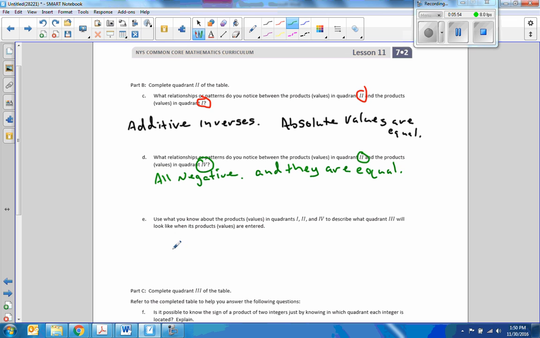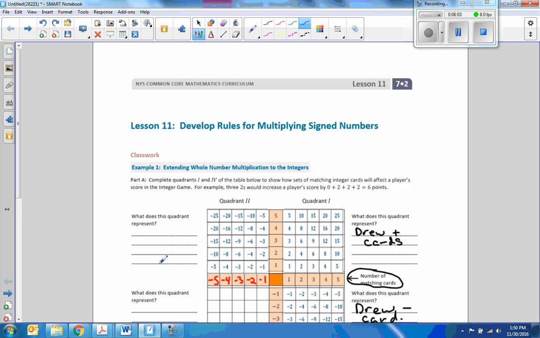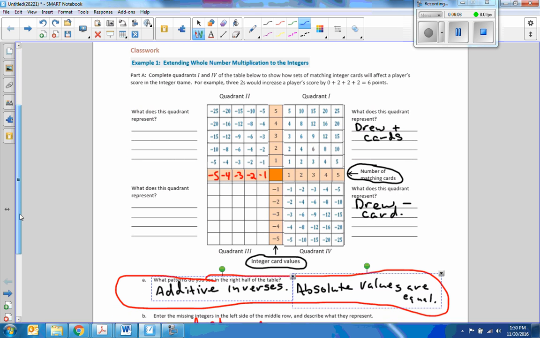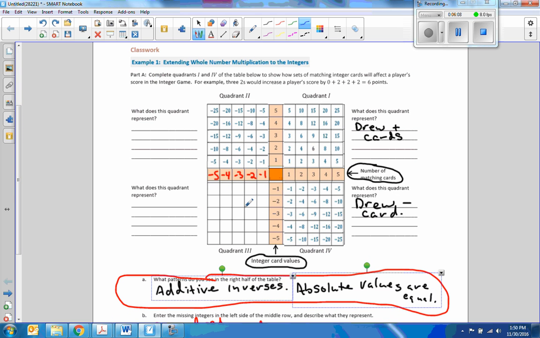E. Use what you know about the product values in quadrants 1, 2, and 4 to describe what quadrant 3 will look like when its product values are entered. So if I go back and investigate quadrant 3, and I see positive here, negative here, and diagonally negative here, and this is the inverse of this, and this is an inverse of this. It looks like each quadrant next to each other are inverses, so this should be an inverse of this, or the additive inverse, I should say, or equivalent to quadrant 1.